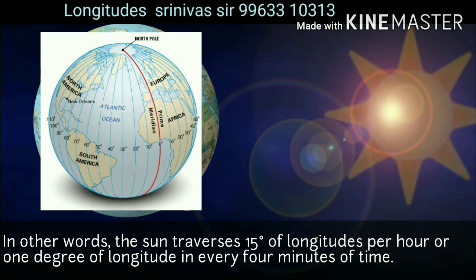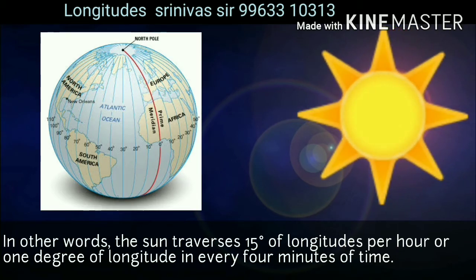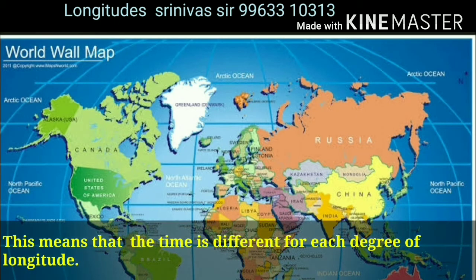In other words, the sun traverses 15 degrees of longitude per 1 hour or 1 degree of longitude in every 4 minutes of time. So the earth takes 4 minutes for the sun's position to move 1 degree of longitude. This means that the time is different for each degree of longitude.